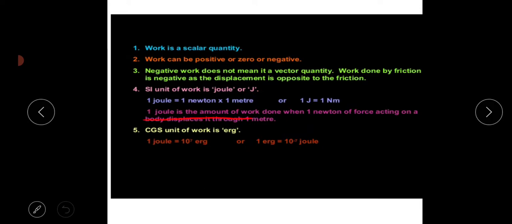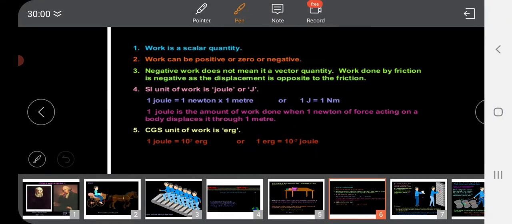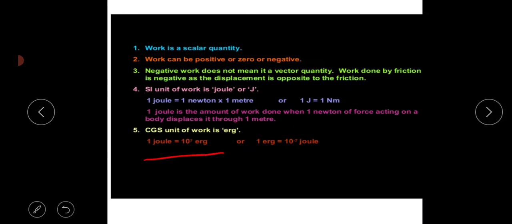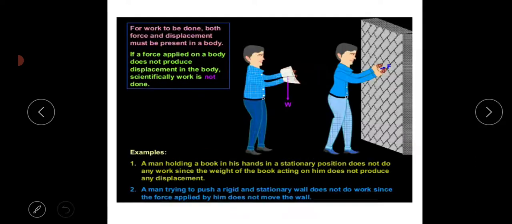1 Joule is the amount of work done when 1 Newton of force acting on a body displaces it through 1 meter. Right. So what is 1 Joule? 1 Joule is equal to 1 Newton into 1 meter. If we apply 1 Newton force on an object and it moves 1 meter, then the work done on it will be equal to 1 Joule. The CGS unit of work is erg, and 1 Joule is equal to 10 to the power 7 erg, or we can also say that 1 erg is equal to 10 to the power minus 7 Joule.